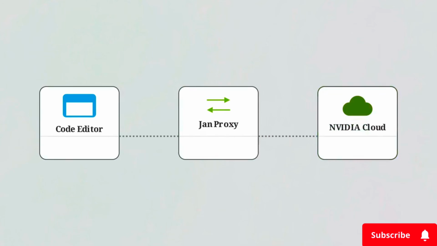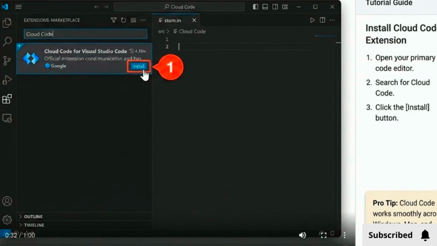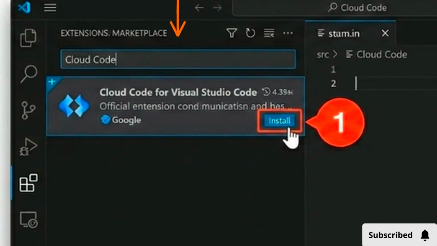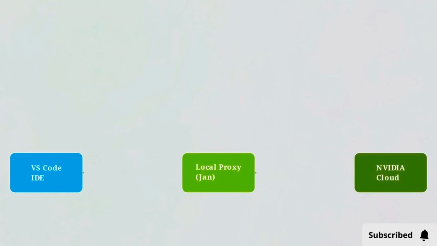Step 3 is hooking this into your code editor. Open Visual Studio Code, search for the cloud code extension in the marketplace, and hit install. Pay close attention to this next step because there's a common trap here.